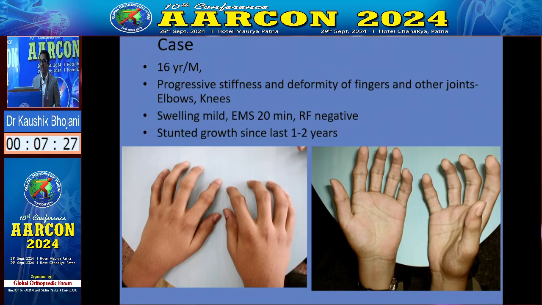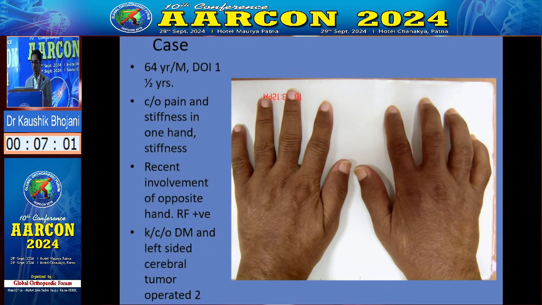This was a 16-year-old boy with progressive stiffness, deformities of the fingers and the other joints, and his rheumatoid factor had been done twice, which was negative. Early morning stiffness was about 20 minutes, and he had been having slightly stunted growth. The moment you get something like this, even I don't touch this patient, I send them off. This is a spondyloepiphyseal dysplasia. There's nothing really that even a rheumatologist is going to do out here.